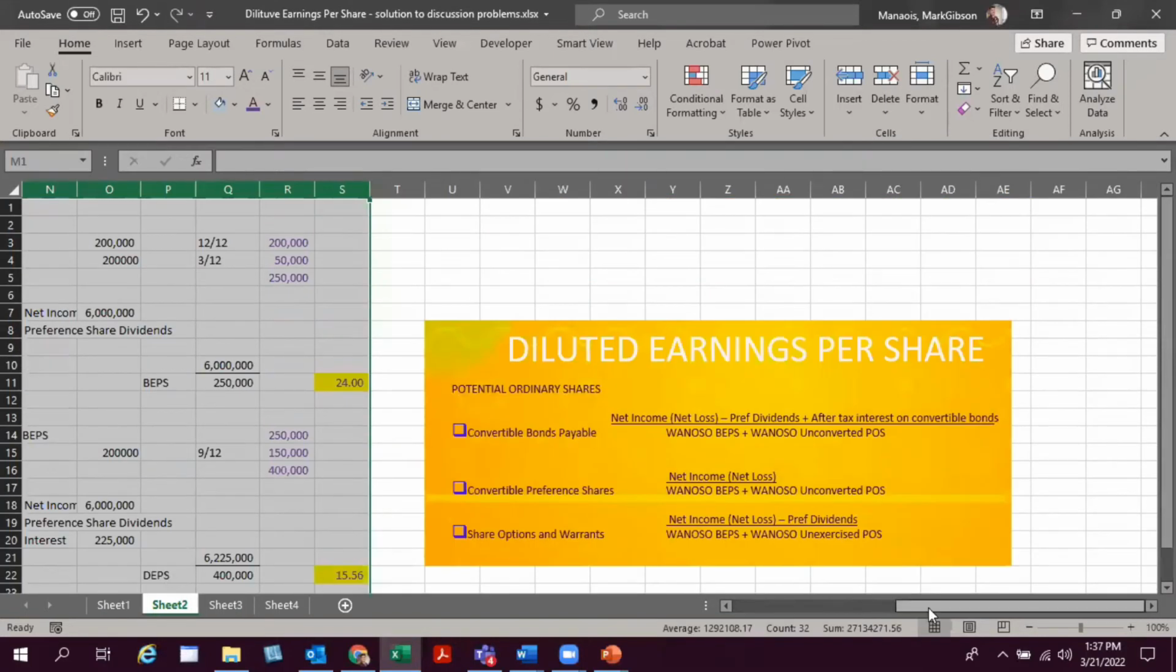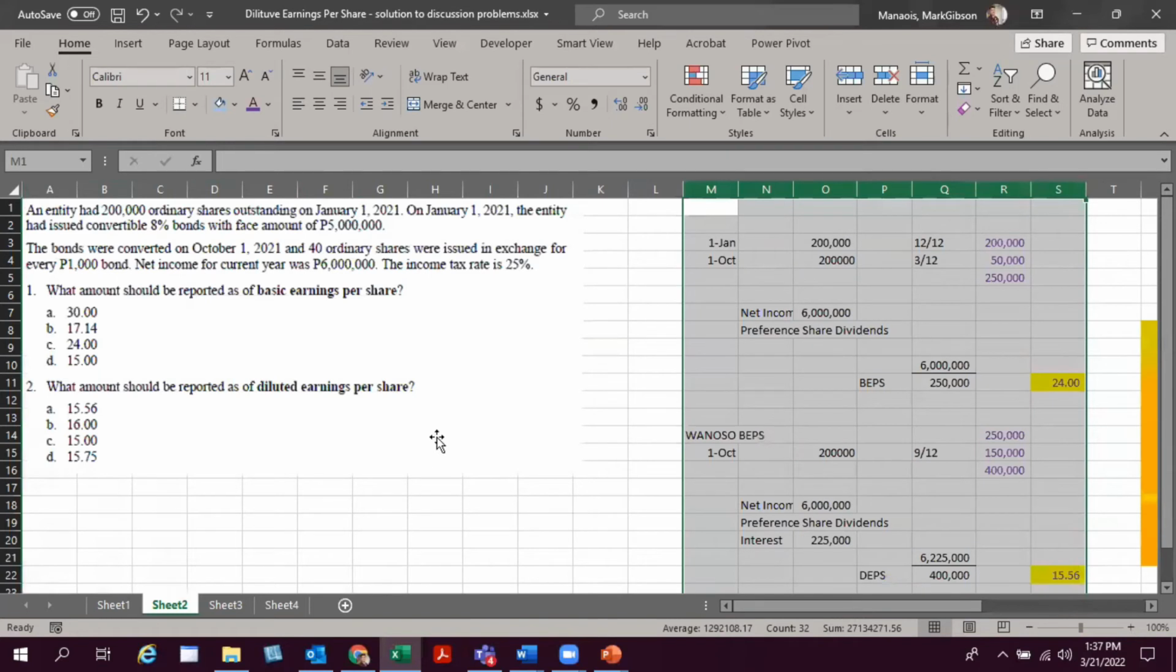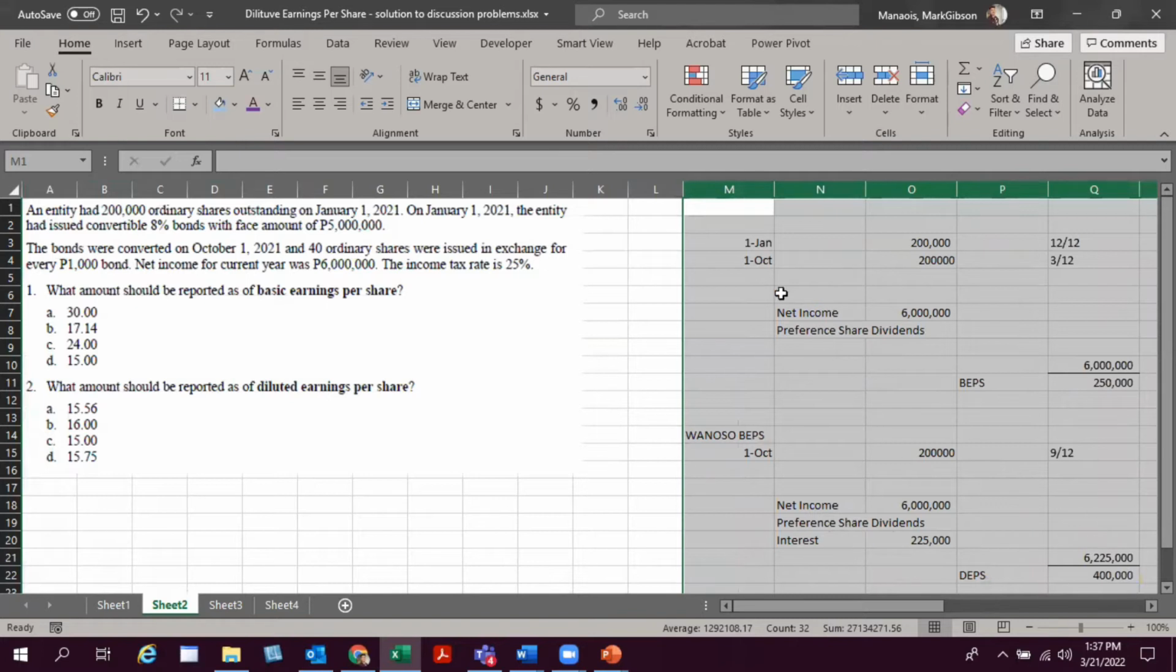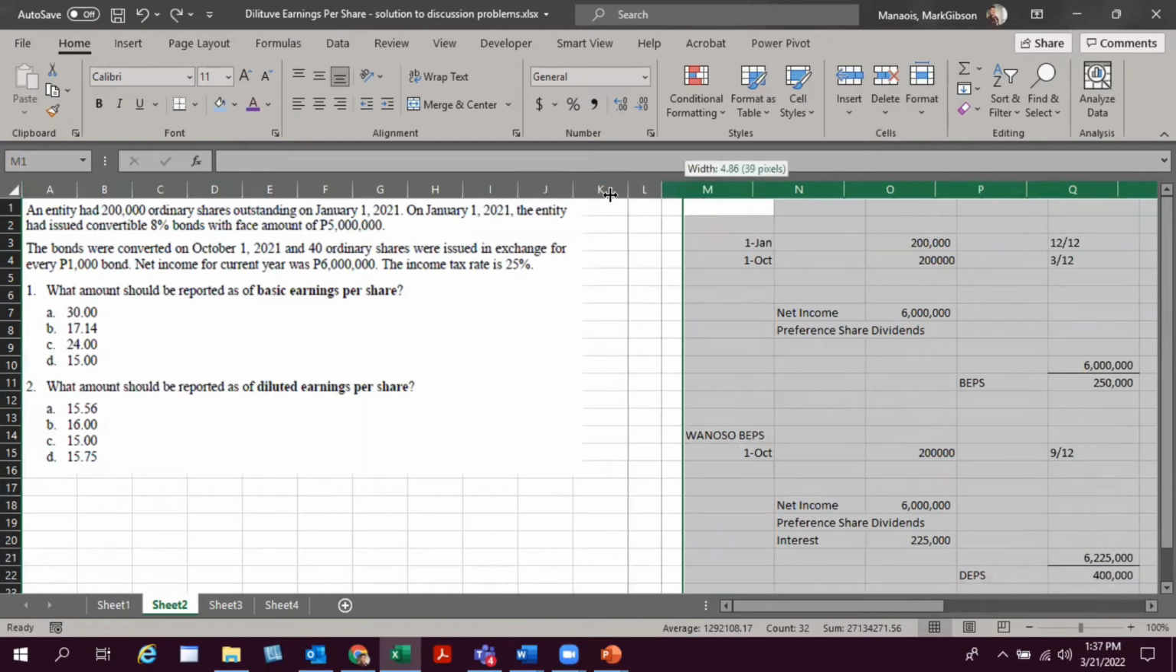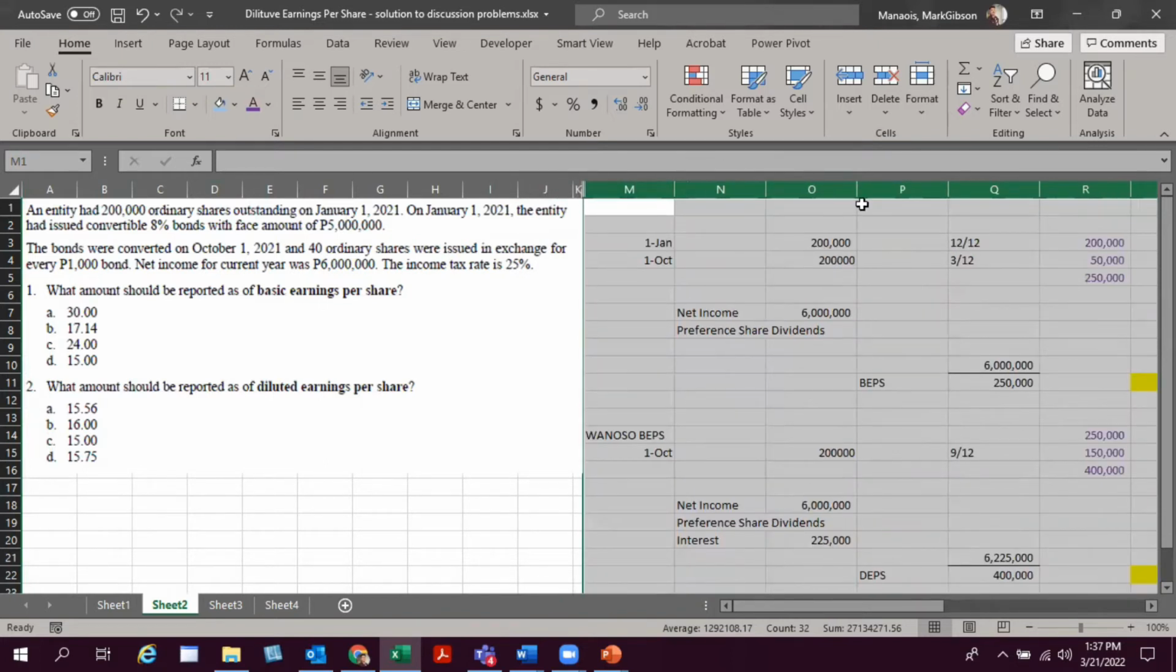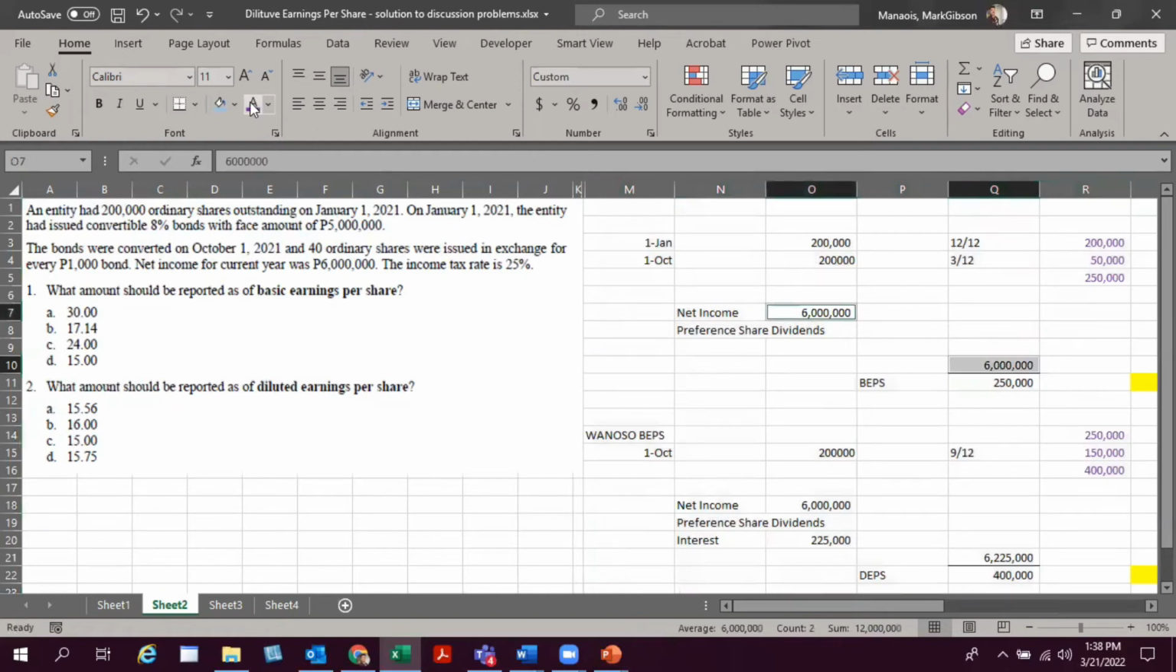But this time on the convertible bonds payable naman. As a review ulit, pag-usapan natin how to calculate your basic earnings per share. Sabi natin, basic earnings per share is simply your net income less preferred share dividends. But in this case, wala naman tayong napag-usapan na preference shares, so 0. So simply, your numerator would be your net income. Net income is 6 million. So okay na tayo dyan.